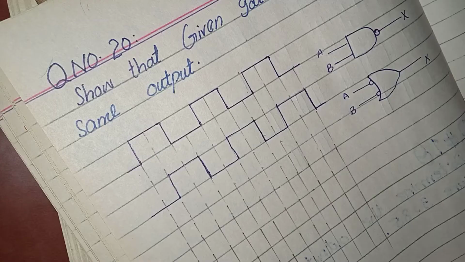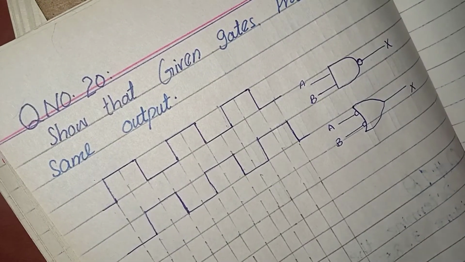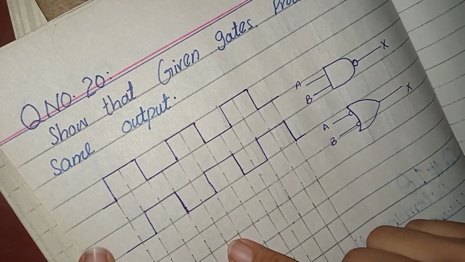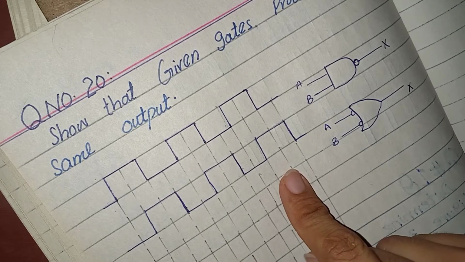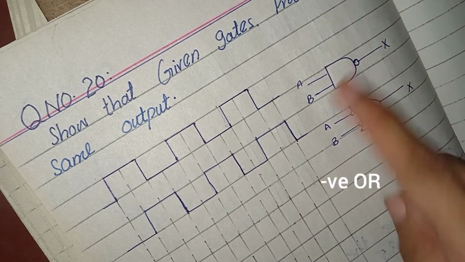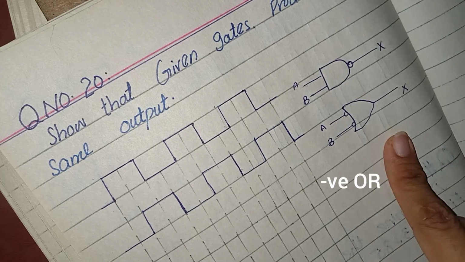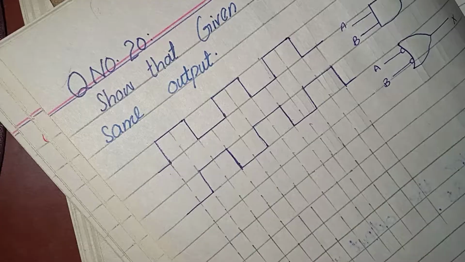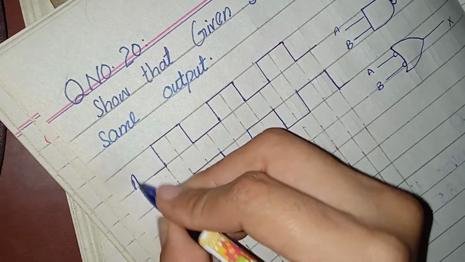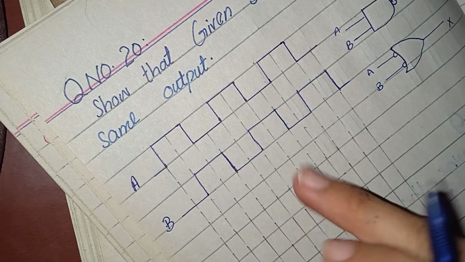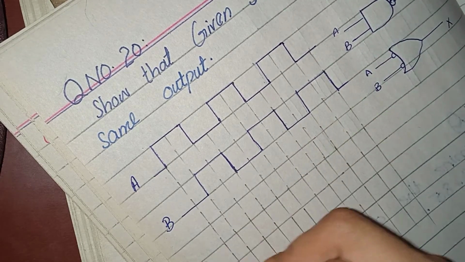Thank you. Now let's move towards question number 20. Question number 20 says that we have to draw the output waveforms by using these input waveforms, firstly through a NAND gate and then through a NOR gate. Let's move towards the solution. Let's say that this is input A, this is input B, and at first I am going to draw the output waveform through a NAND gate.